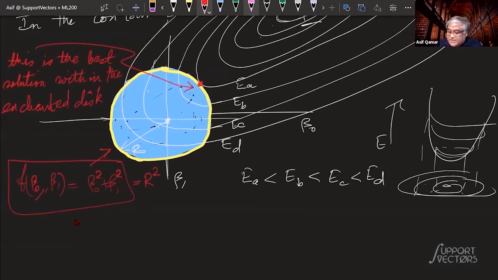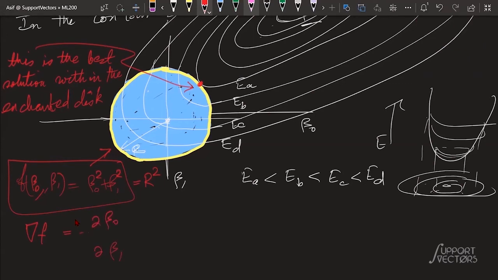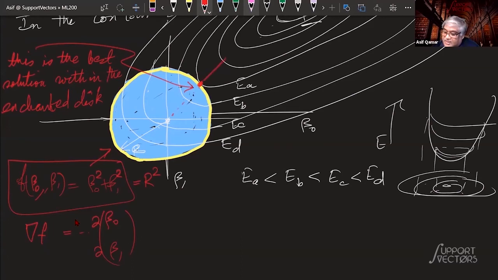So now, what is the gradient of the circle? The gradient of f is equal to 2 beta naught, 2 beta 1. So 2 times this. At this point, the gradient would point from the origin in the direction of increase, and it would point here. This is the gradient of the constraint surface.